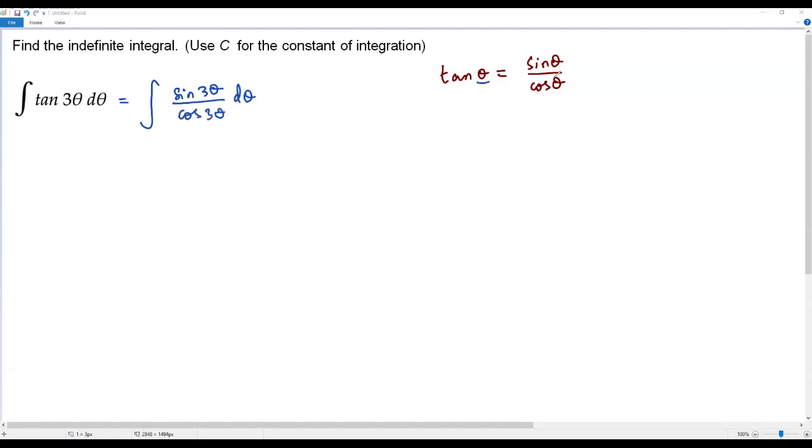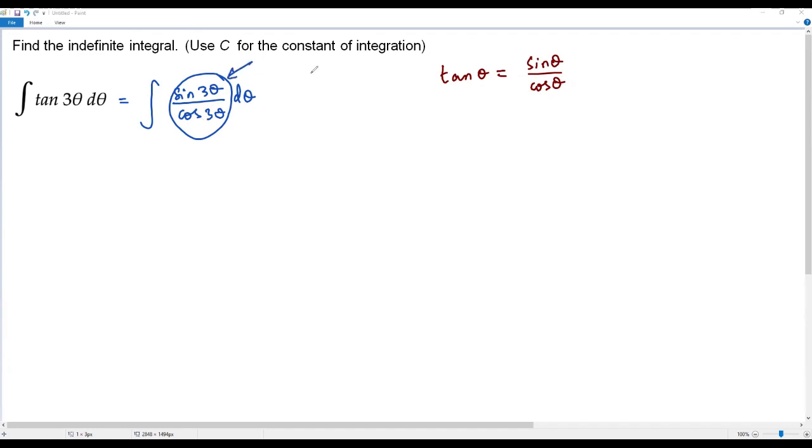So here we have theta, so we write sine theta over cosine theta. Instead of theta, we have 3 theta. So we use the same identity over here, but replacing this theta by 3 theta. Now let's see how to integrate the function we have over here, that is sine 3 theta divided by cosine 3 theta. I think the method of substitution can be used to integrate this function.